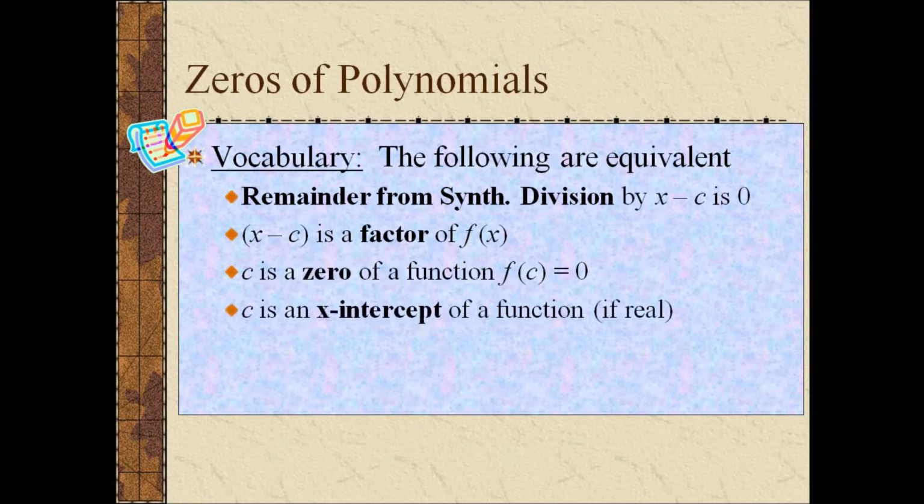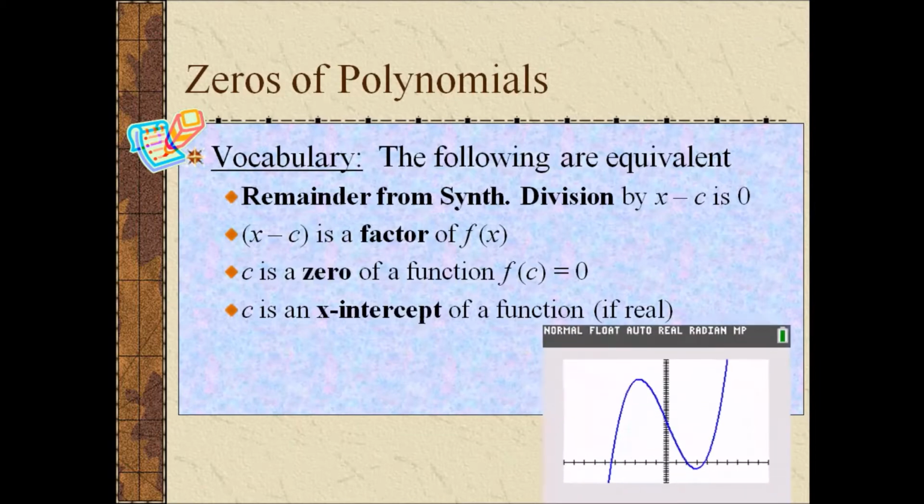We can call c an x-intercept of the function if it's a real number. That is, if we were to graph this polynomial, and here's a typical graph of a polynomial, the c values which give you a remainder of 0 when you do synthetic division are exactly the places where this polynomial crosses the x-axis, and you can see that there are 3 of them here. Here's the first one on the left. There are 2 places on the right. Those 3 values are the ones that would give you a 0 remainder when you do synthetic division. So we call those things x-intercepts.